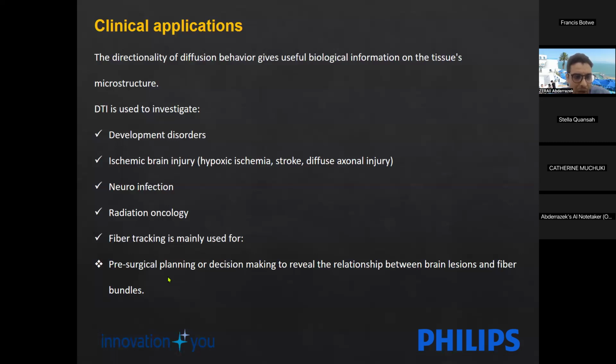Also, I will talk about radiation oncology and how to use diffusion tensor imaging to plan the treatment. Also, I will cover fiber tracking, but the main application fiber tracking is used for is to do some pre-surgical planning or to make a decision and to find the relationship between a brain lesion and the fiber bundles.